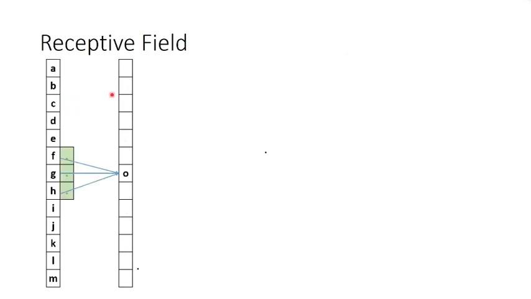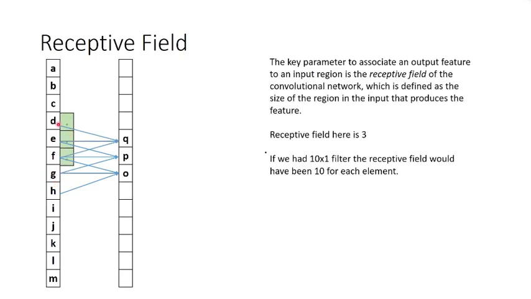Okay, so let me give you an idea. For example, if this is a filter, this O is produced when I convolve this filter with these elements F, G, H. This one is produced by the convolution of this one with these elements. So at this layer, the receptive field of this convolution is just 3 elements. If I increase the filter size to 10, then its receptive field becomes 10.